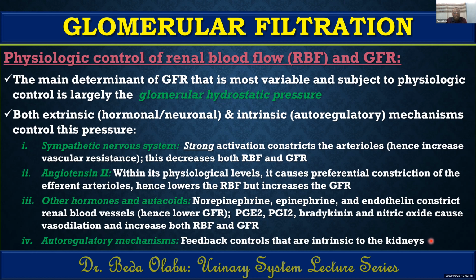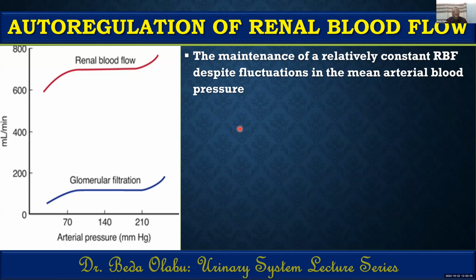There are also autoregulatory mechanisms that control renal blood flow, and I want to talk about these in great detail. So what is renal autoregulation of blood flow? It's the maintenance of a relatively constant renal blood flow despite fluctuations in the mean arterial pressure. We are aware that our mean arterial pressure fluctuates easily. You stand up, you sit down, you lie down, the mean blood pressure actually changes. There are a lot of fluctuations. Somebody scares you, the blood pressure changes. You run from one point to another, even in 5 seconds, blood pressure changes. So there are a lot of fluctuations in the mean arterial pressure.